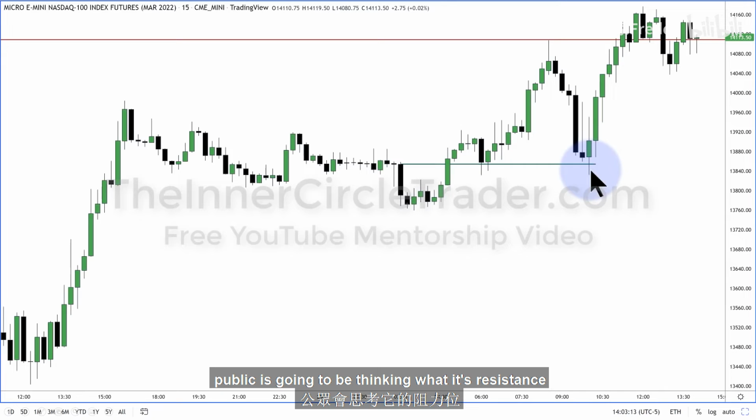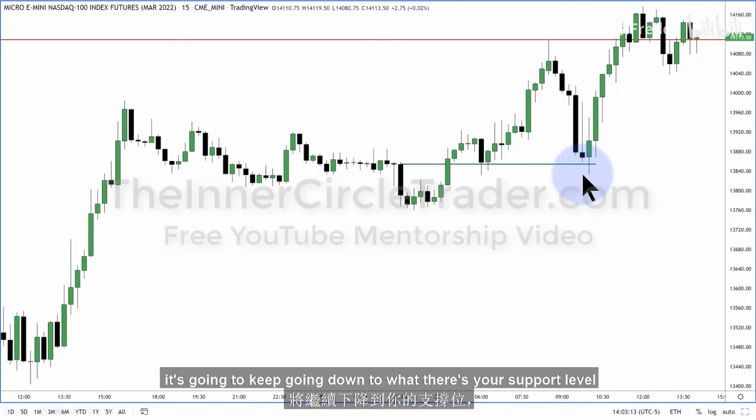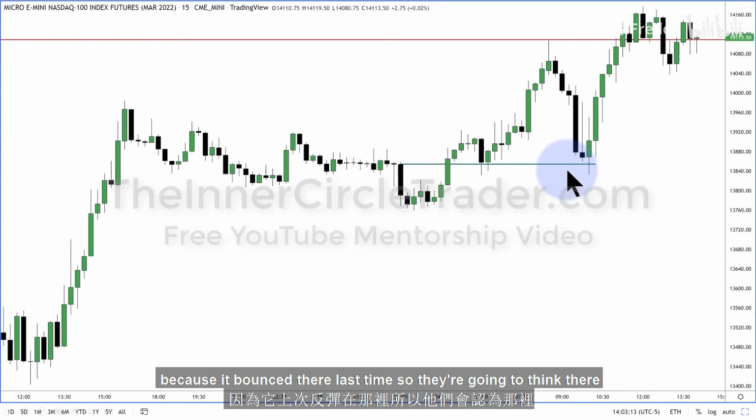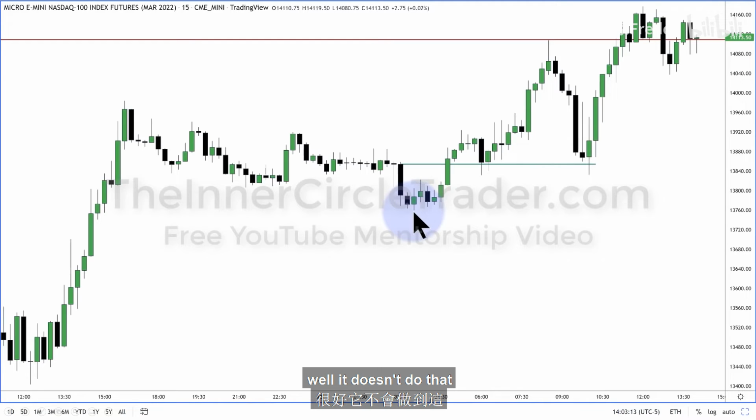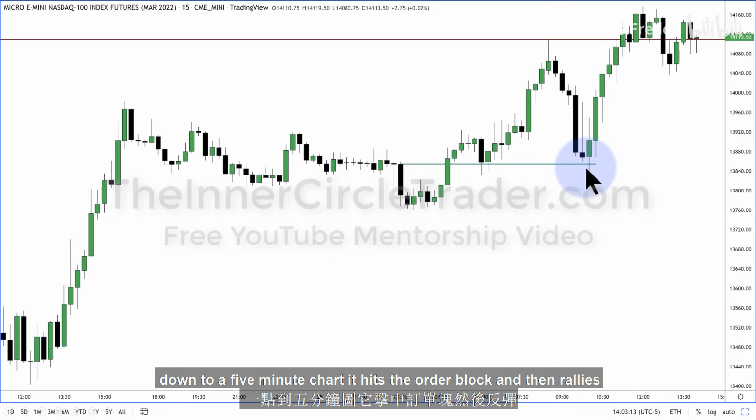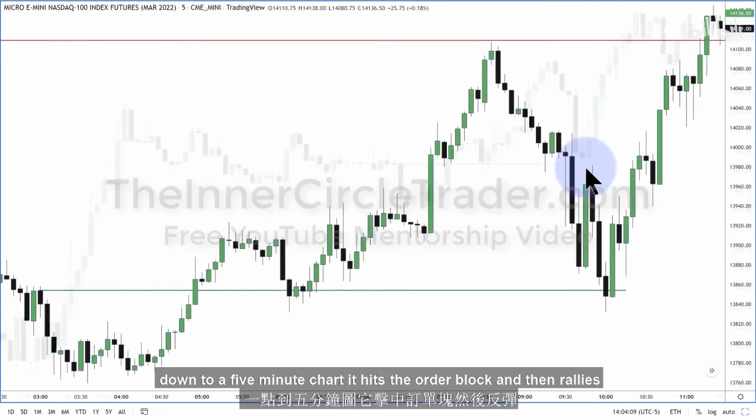The equities opening has happened. I'm bullish and it has traded lower. So public is going to be thinking what? It's resistance. It's going to keep going down. To what? There's your support level because it bounced there last time. So they're going to think there. Well, it doesn't do that.